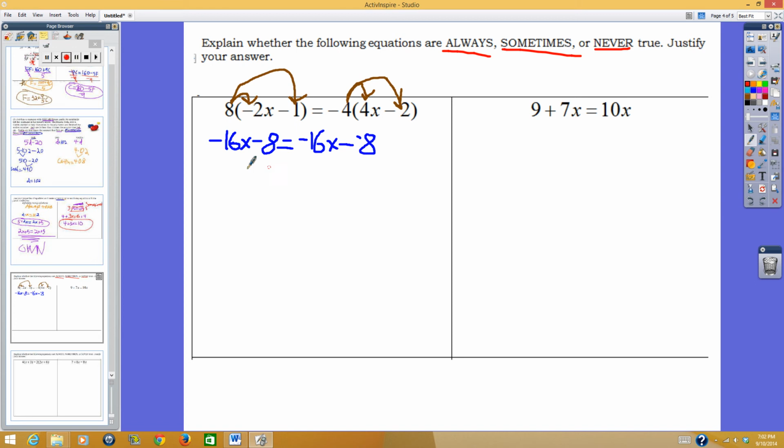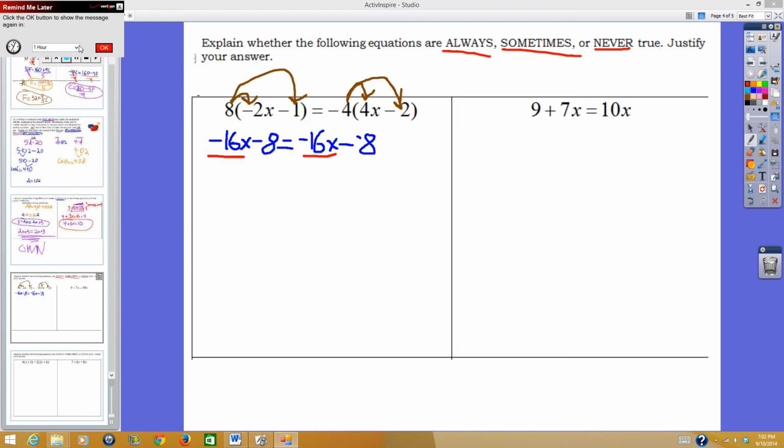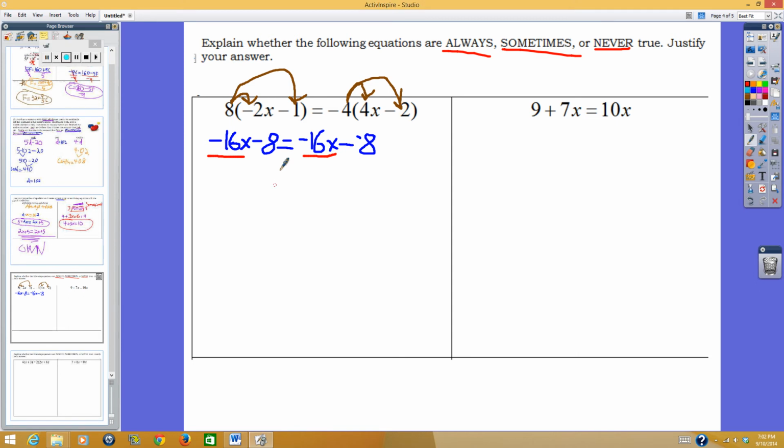both of these sides are different. You've got a negative 16x on both sides, right? But here you've got a minus 8, and on this side you've got a minus negative 8. Both sides are not equal, they're not the same thing. So, oh man, sorry, this thing's bothering me. Okay, so sorry, you've got 2 different things, a minus 8 and really a plus 8. So this is never true.